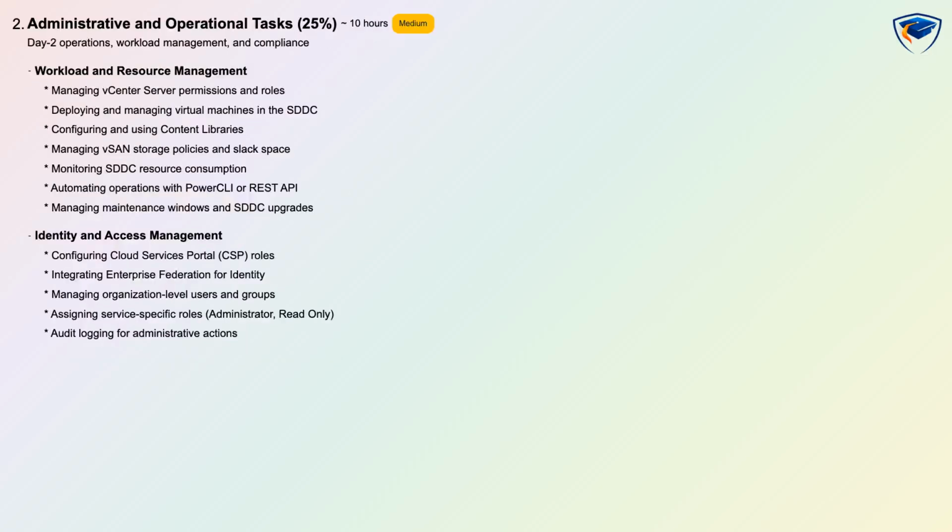Moving on to the second domain, administrative and operational tasks. This domain focuses on day 2 operations, workload management, and compliance. You'll need to know how to manage vCenter server permissions and roles, deploy and manage virtual machines in the SDDC, configure and use content libraries, manage vSAN storage policies and slack space, and monitor SDDC resource consumption. You'll also need to understand how to automate operations using PowerCLI and REST API, manage maintenance windows and SDDC upgrades, and configure identity and access management using the Cloud Services Portal.